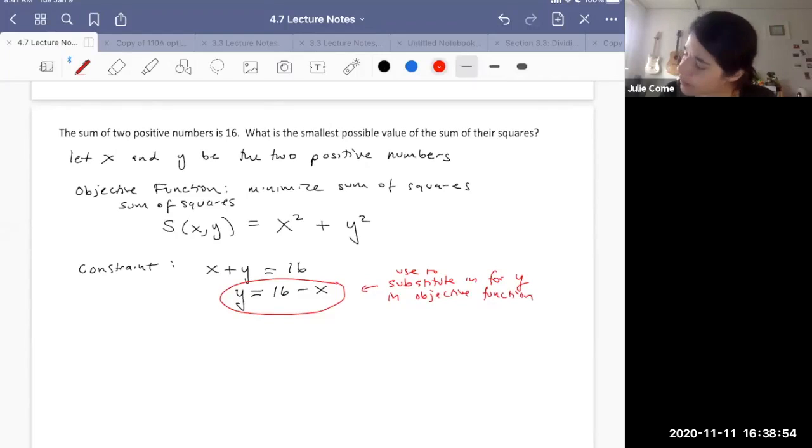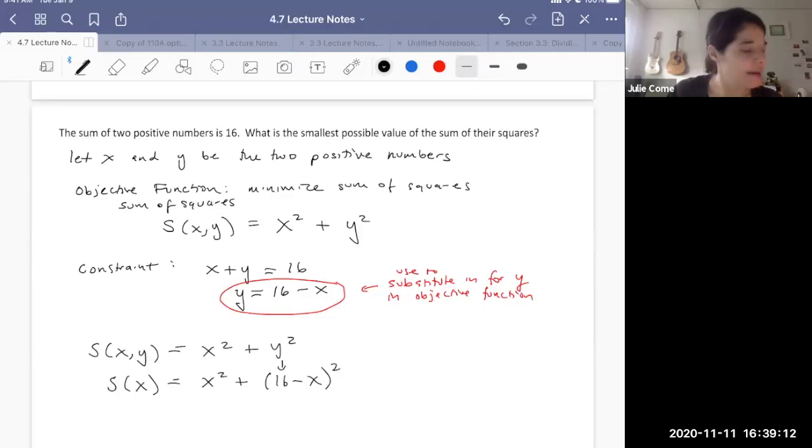Okay, so what's that going to look like? I'm going to take my objective function, which was a function of both x and y, and rewrite it as just a function of x by replacing y with 16 minus x, and thus we have this objective function.